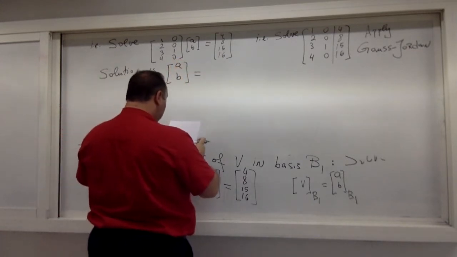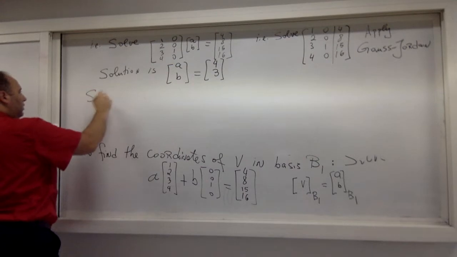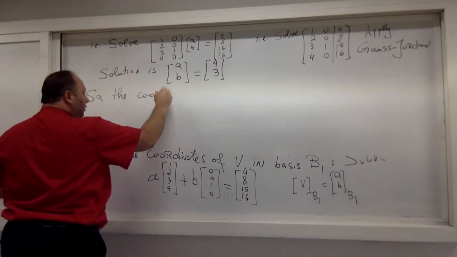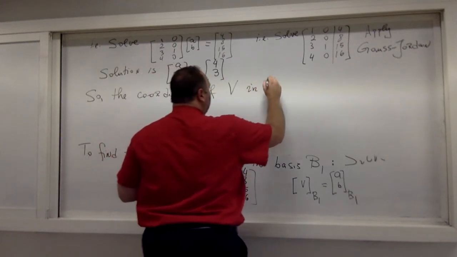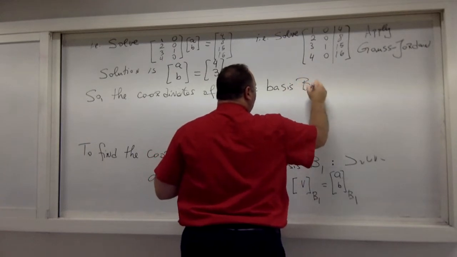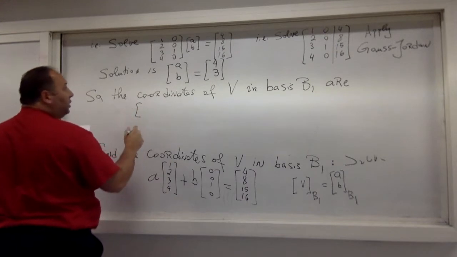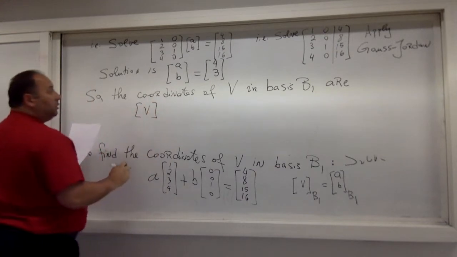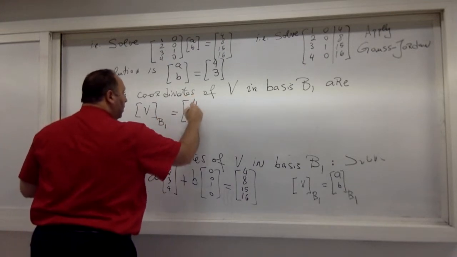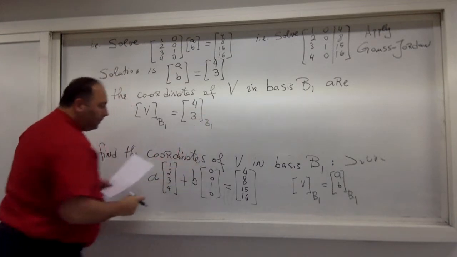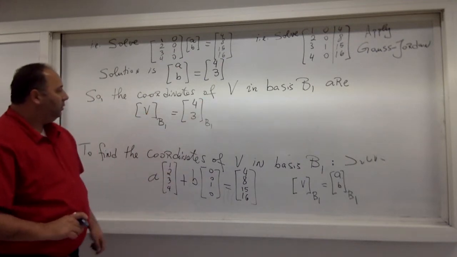The solution is 4, 3. So the coordinates of vector v in a basis b1 are, so how do we write it? Well, some people write using square brackets, some round brackets, doesn't matter really. So that's what it is. These are the coordinates of vector v in basis b1.